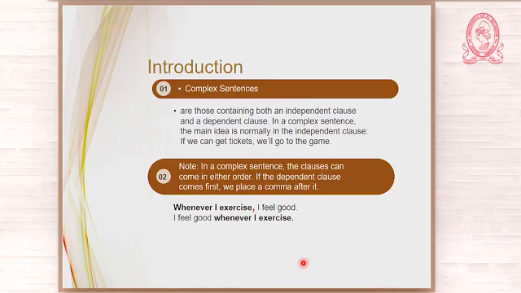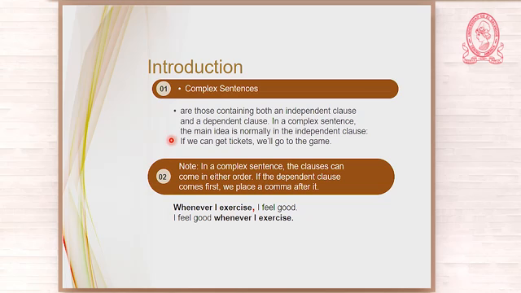Let us remember the meaning of complex sentences. Remember, they are those containing both an independent clause and a dependent clause. So, in other words, a complex sentence has two clauses, one independent and the other one dependent. Something else. In a complex sentence, the main idea is normally in the independent clause. Look at the example that we have here.